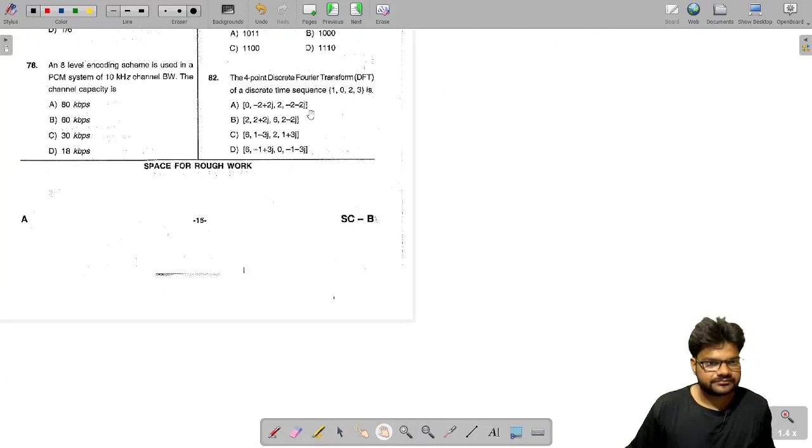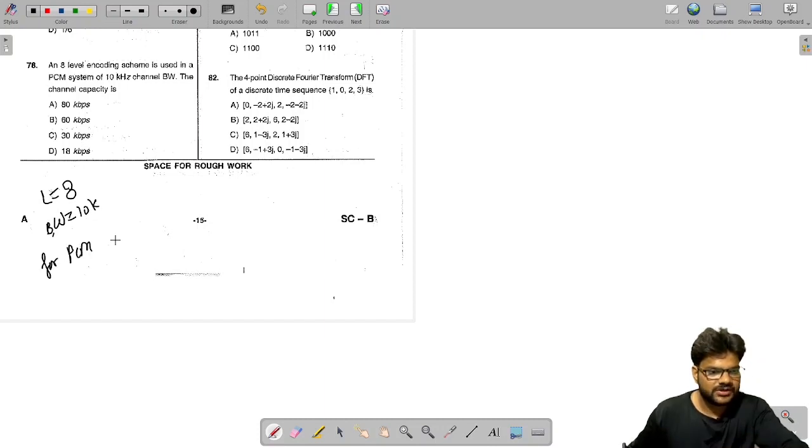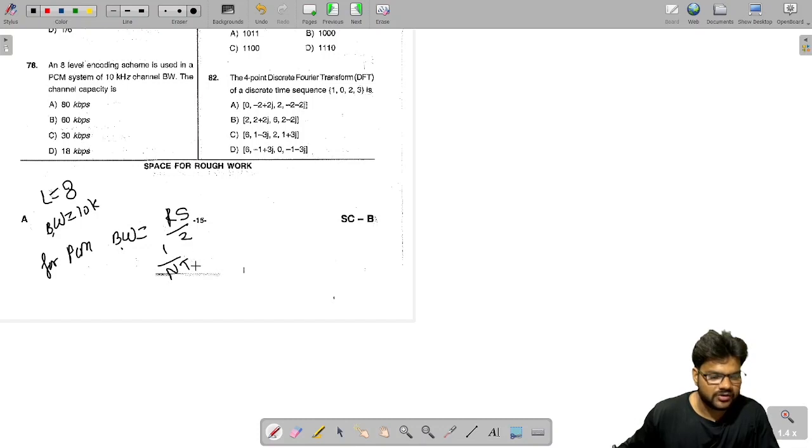Question 78. An 8 level encoding scheme is used; for number of levels L, we are given 8 in a PCM system of 10 kHz channel bandwidth. So bandwidth is 10 kHz. For PCM we know bandwidth is Rs by 2. Rs is 1 by Ts, or 1 by N Tb, and this is divided by 2. So this is the bandwidth for PCM, right? And the bandwidth we are given, 10K, equals 1 by N, where N is log 2 of L.